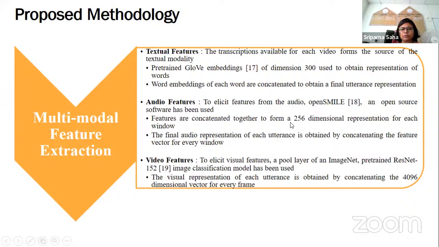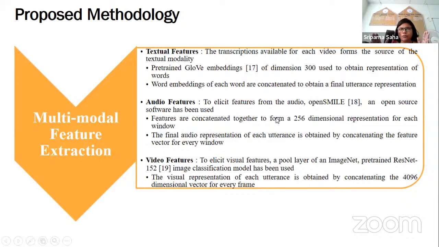Now for the audio features, to elicit features from the audio, we are using OpenSmile, which is an open source software. OpenSmile is an existing tool. Here we have not developed our own model for extracting the audio features, but we are using pre-trained models. OpenSmile is already available. We just give the audio clip as input, and OpenSmile provides us the feature vector.